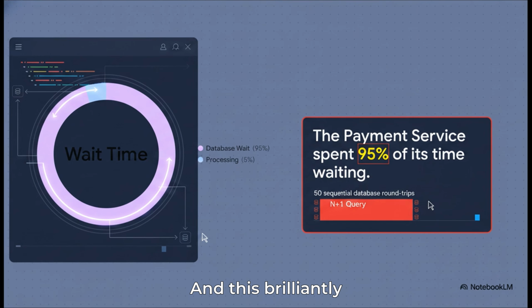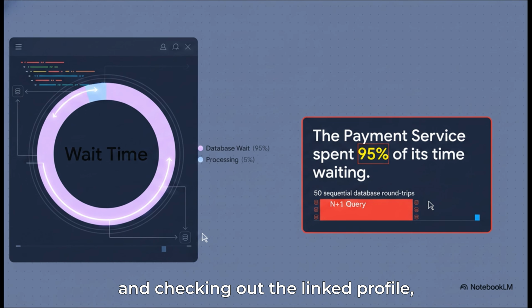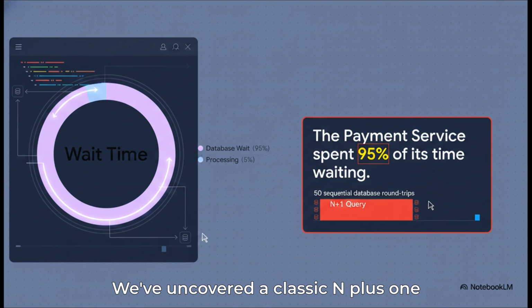And this brilliantly illustrates the sheer depth of information Tempo gives us. By clicking into the span attributes and checking out the linked profile, we can dig even deeper into the root cause. Look at this. 95% of this agonizing 8-second wait time was spent on 50 sequential database round trips. Only 5% of that time was actual processing. We've uncovered a classic N+1 query performance anti-pattern, hiding right there in our database code.